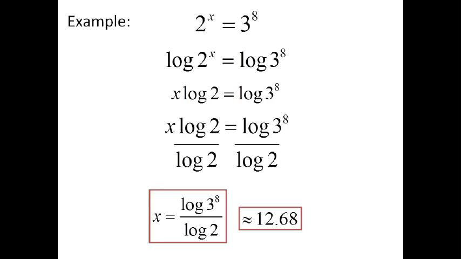Alright, in this one we have two different bases. We have a base of 2 and a base of 3. So let's take the log of both sides. When we do that, we have an exponent, which tells us we need to multiply because it's power to power. Then you just divide by log base 2, and you get that it's approximately 12.68. See if you can do this one.